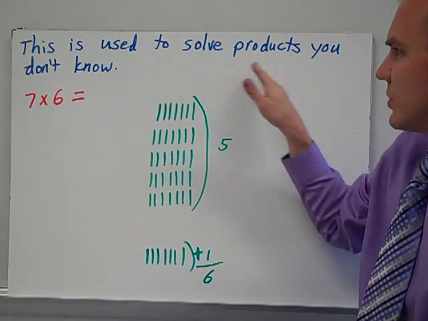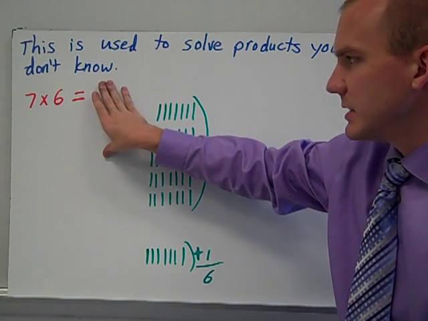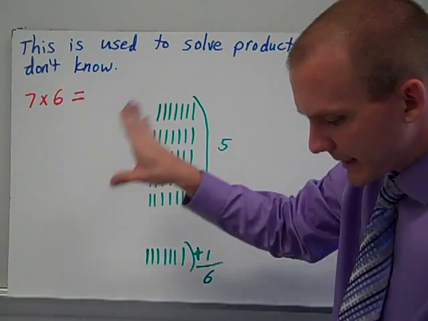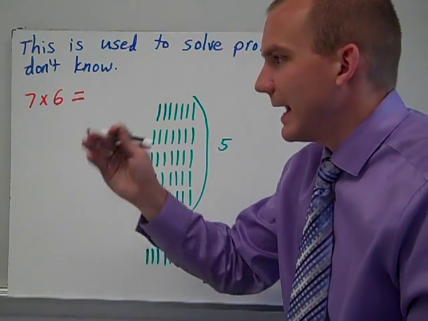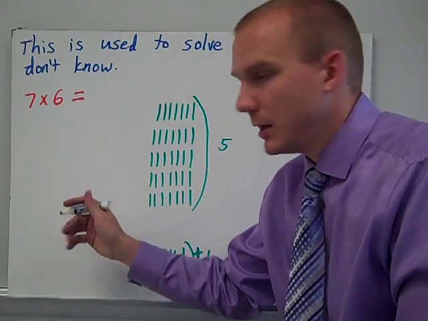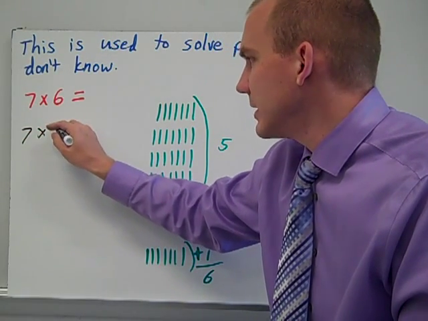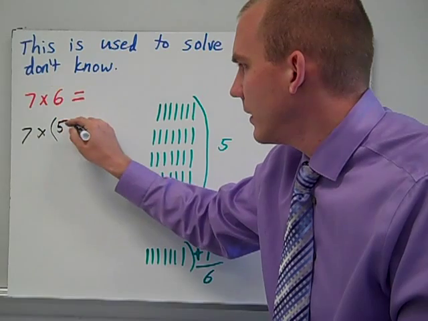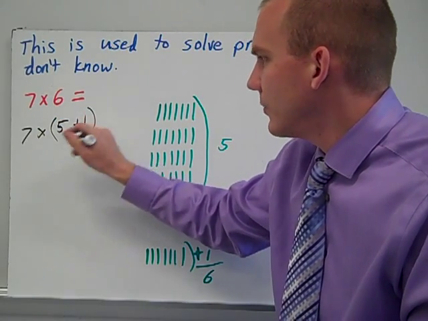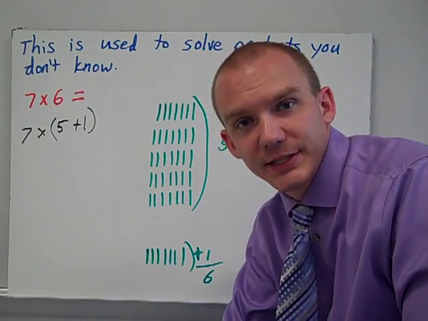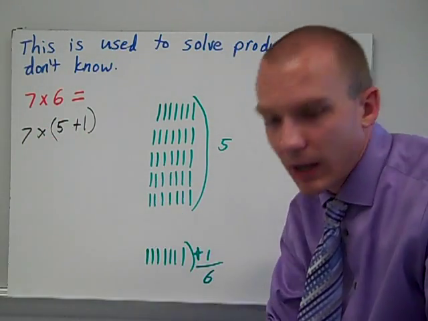This is used to solve products you don't know. So let's take 7 times 6. That's what we're going to start with. And we're going to break that down into that a times b plus c. So a is going to be 7 times, and then b plus c. We're going to do 5 plus 1, and the reason we choose 5 plus 1 is because 5 plus 1 equals 6. So it's the same problem.